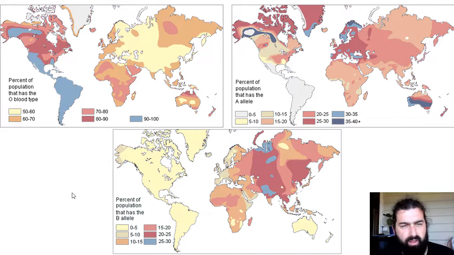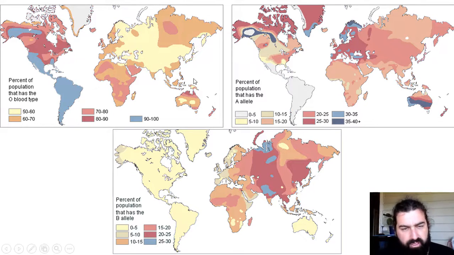If we start up at the top left with the O blood type, you can see that the creamy white color means there's a very low proportion of people in the country with that blood type. And the blue means lots of people have it. And so we can see that South America and Mexico and the bottom of the United States, very high proportion, nearly 100% of people. Also another group up around Alaska and Canada. Whereas over in countries like Eurasia and Russia and Upper Eastern Europe, it's less common.